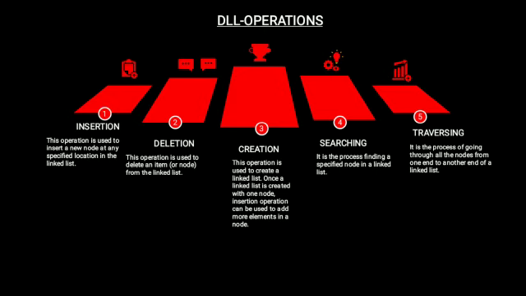Third operation is deletion. Same as insertion operation, it is also used to delete a node from the beginning or middle or end of the list. Next operation is traversal, which is used to display all the elements present in the list. The last operation is searching, which is used to find the position of a particular element in the list. That's all the doubly linked list operations.